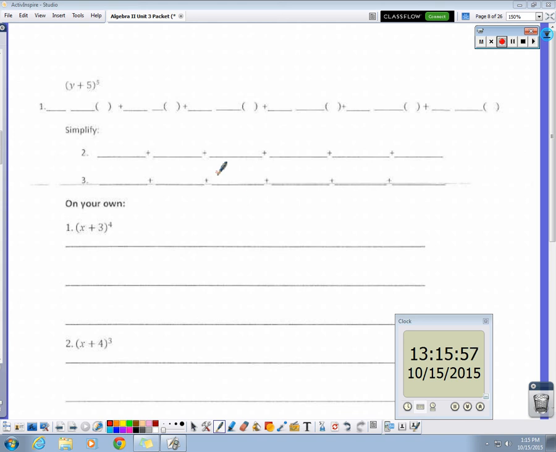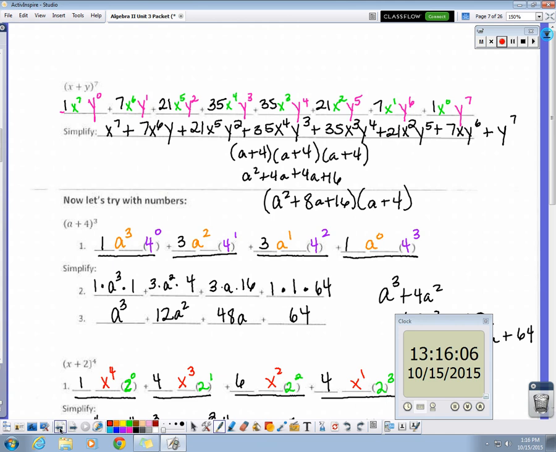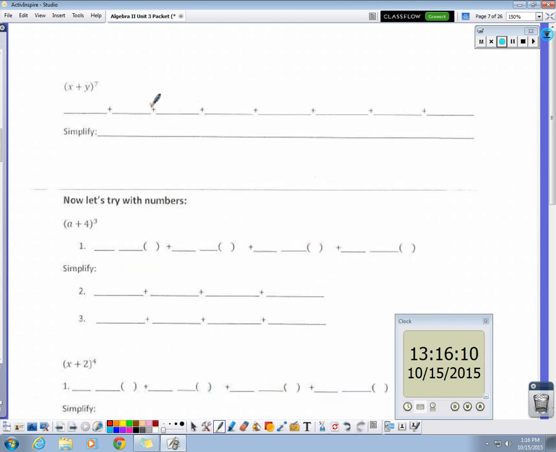Alright, the other day, the first day we were learning about binomial expansion using Pascal's triangle. This problem, or not this problem, I'm on the wrong page. Hold on. This problem is the one you were supposed to do for homework. So we're going to quickly go over it to make sure you did it right.